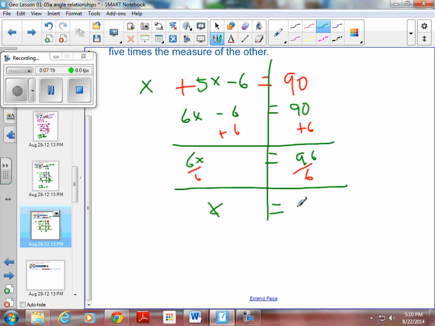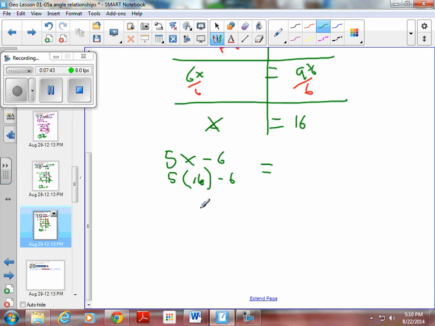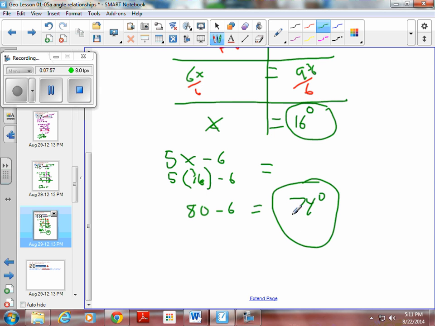6 goes into 9 one time with 3 left over. 6 goes into 36 6 times. So the answer should be 16 for x. And then you need to find out what the other one is. So the other one was 5x minus 6. So that's 5 times 16 minus 6. So 5 times 16: 5 times 6 is 30, 0 down, carry the 3. 5 times 1 is 5, that'd be 80, minus 6, which would be 74 degrees. So your answers are 16 degrees and 74 degrees.